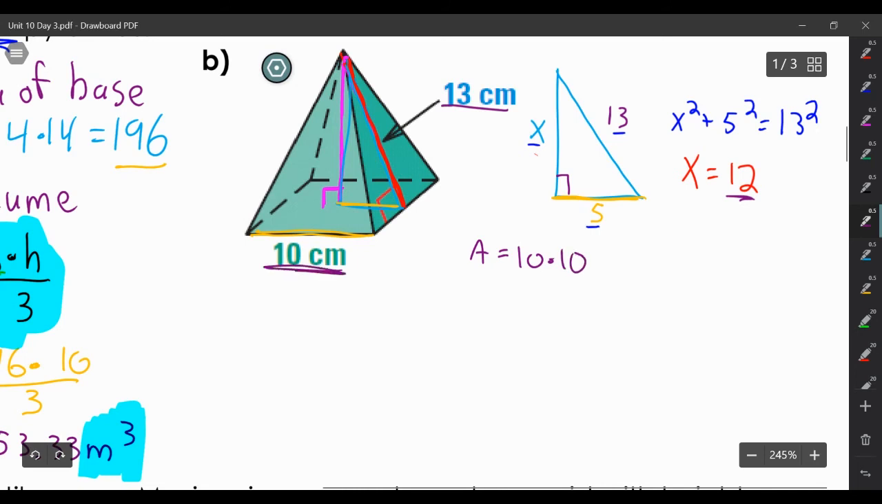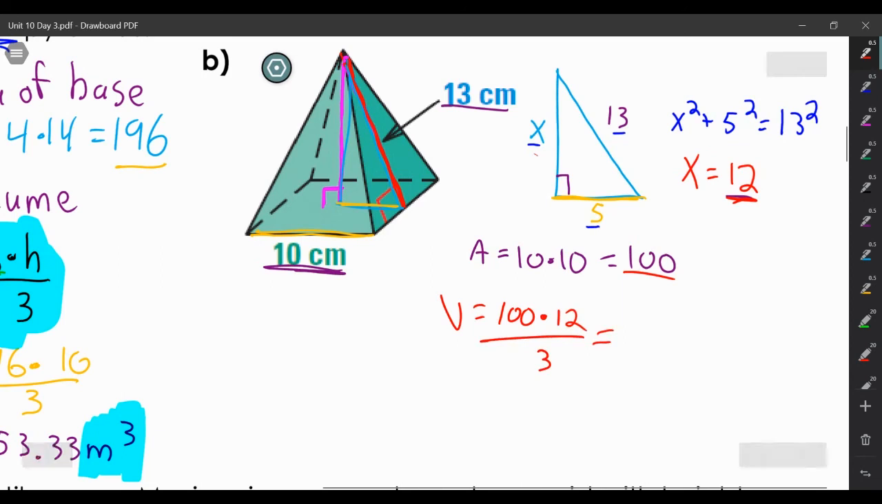Because again, this is a regular pyramid or a square pyramid. So we get 100. Then the volume is going to be the area of the base, which was 100, times the height, 12, divided by 3. We throw that in the calculator, and we get 400 cubic centimeters.